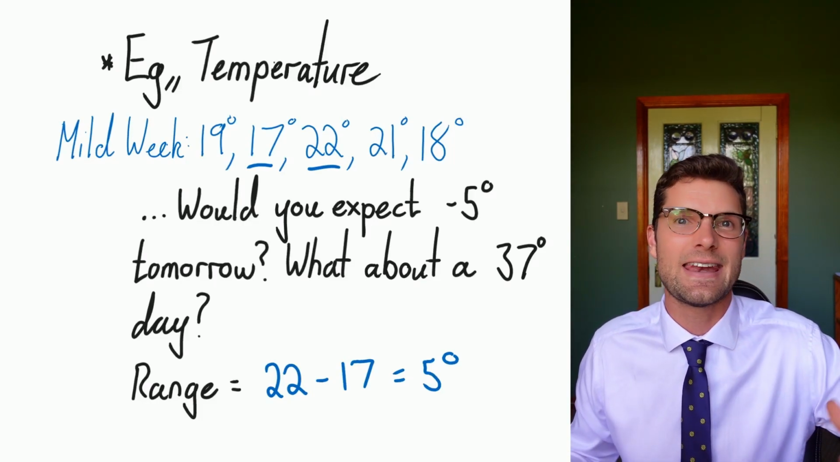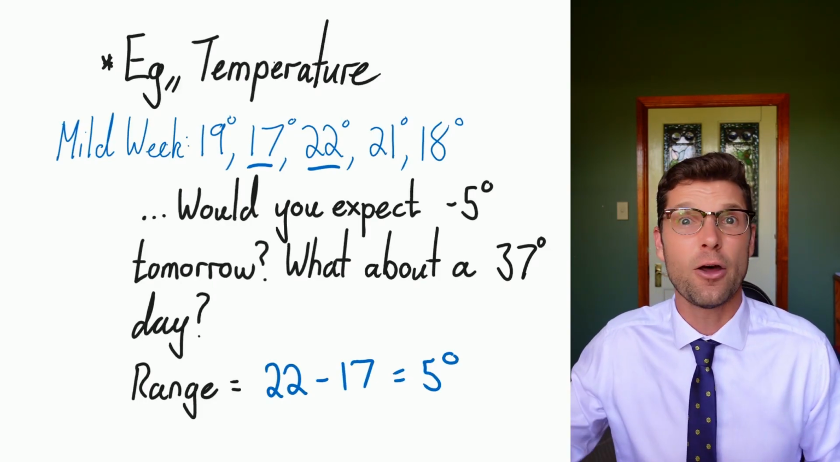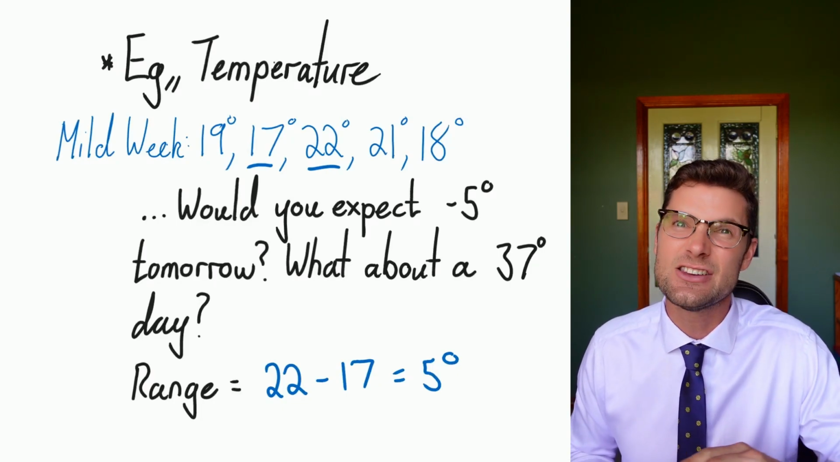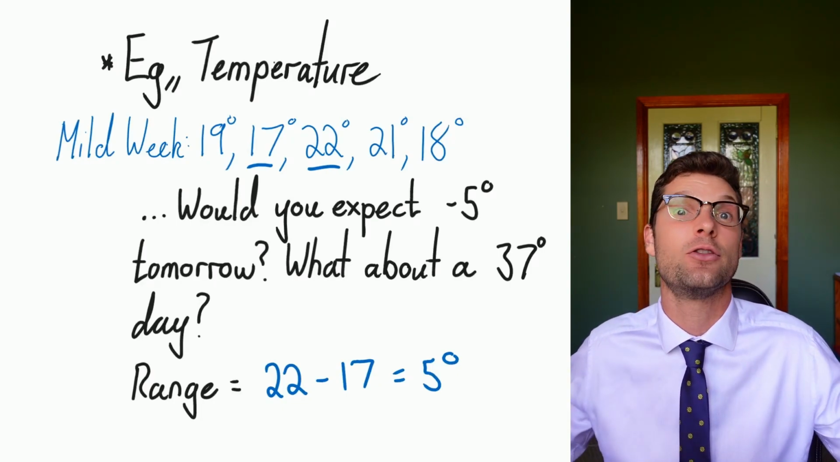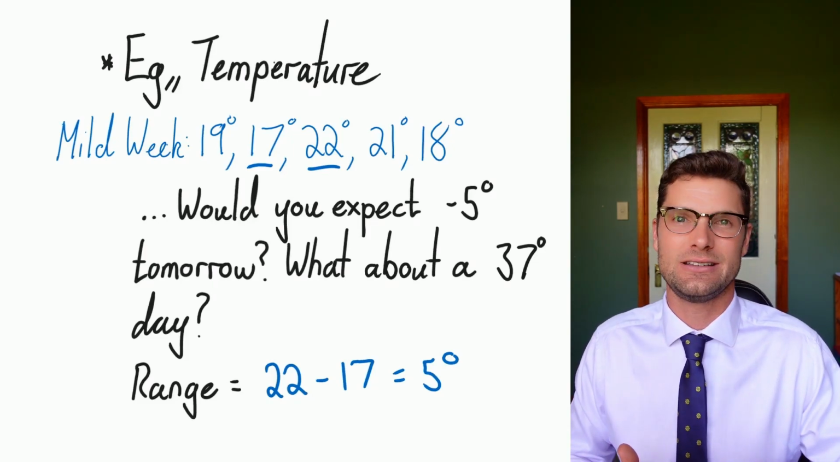You wouldn't predict that the next day is going to be -5. You don't have to bring a big jacket. And on the flip side, you wouldn't think, oh yeah, it's going to be 40 degrees tomorrow. There's no real ramp up. It's outside the range of this data set. So you can be pretty confident predicting the future.